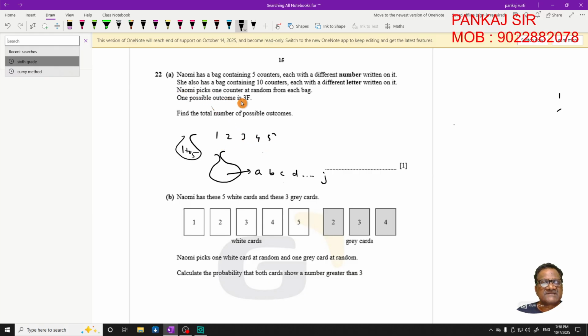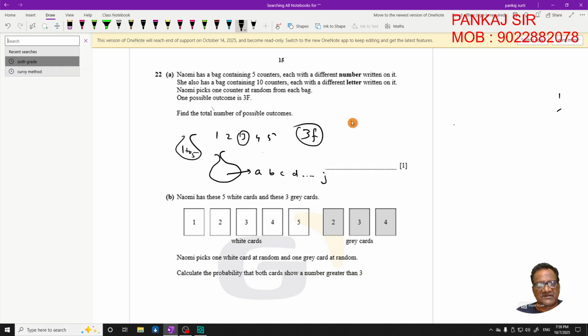Now she picks up one counter at random from each bag. One of the possible outcomes is 3 and F. That's possible. From the first bag she may get a 3, and from the second bag she may get an F. So 3F is one of the possible outcomes. That is the hint he has given. Now find the total number of possible outcomes. One of the outcomes he has given is 3F, so 3 from the first bag, F from the second bag.